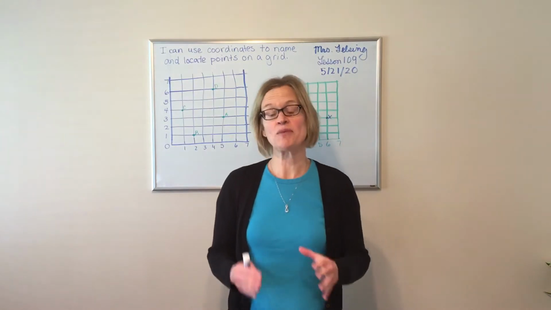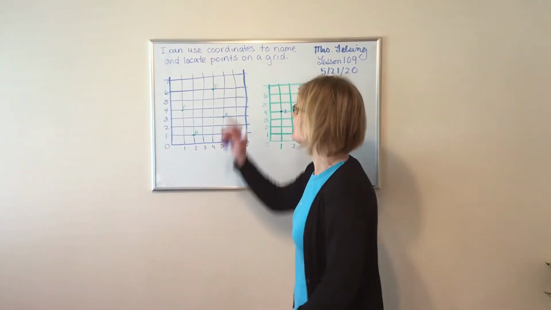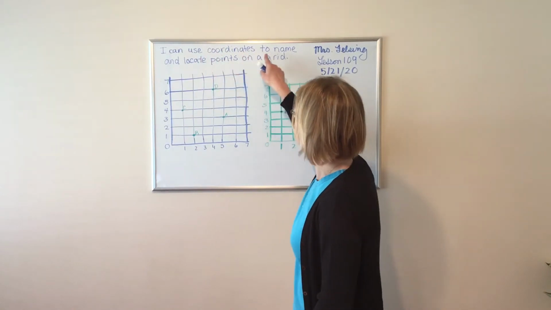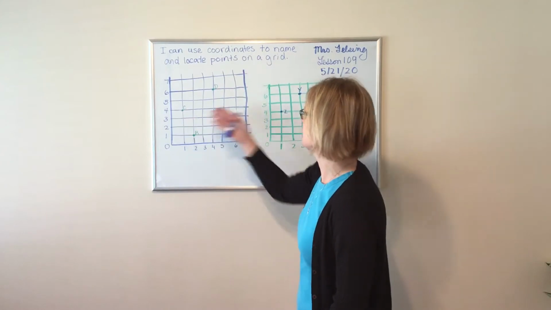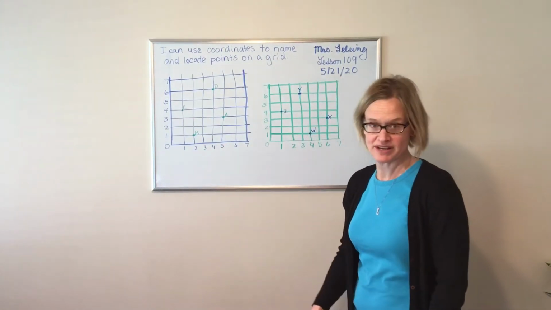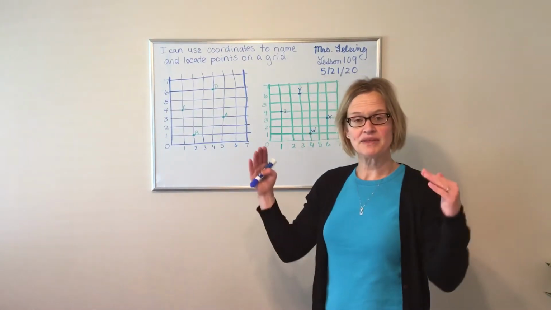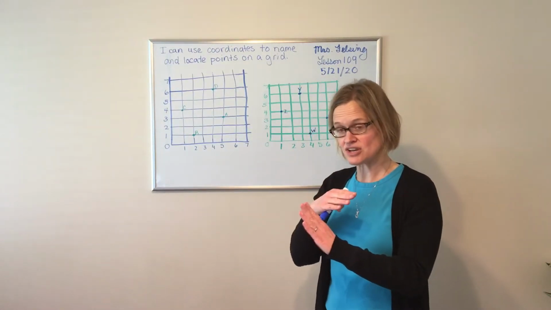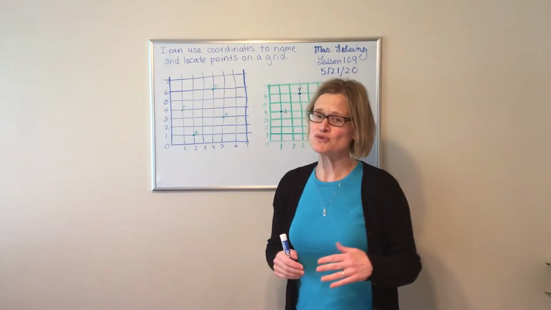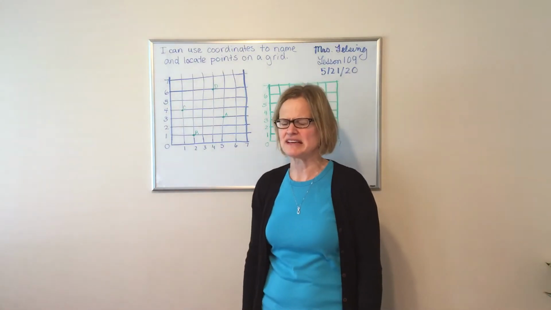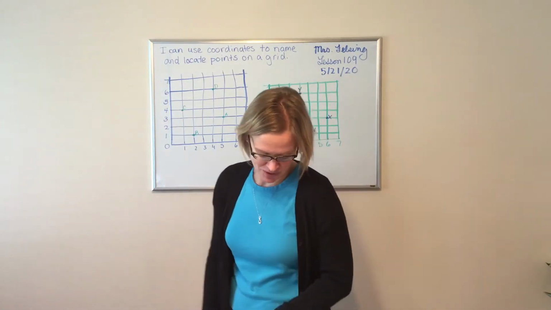So let's first of all talk about what we're doing today. Our I can statement says I can use coordinates to name and locate points on a grid. Well, obviously these two things are examples of a grid. A grid is where you have vertical and horizontal lines intersecting with each other, which creates points. And we're gonna use coordinates. Now, coordinates, what exactly does that mean? I'm going to show you that today.